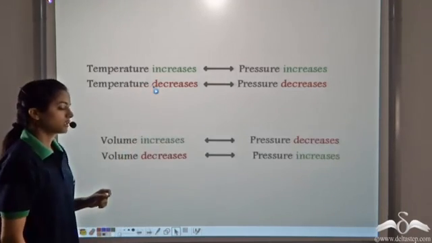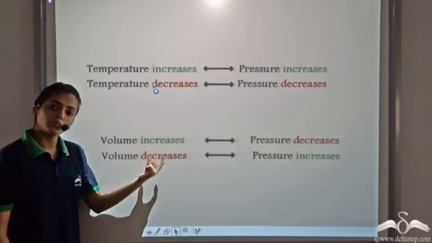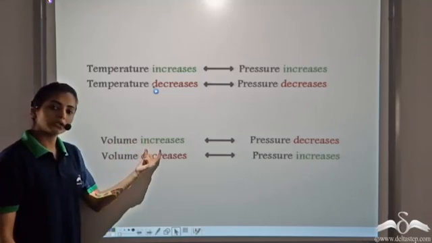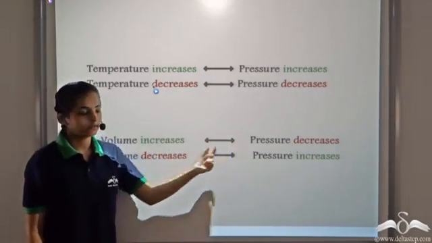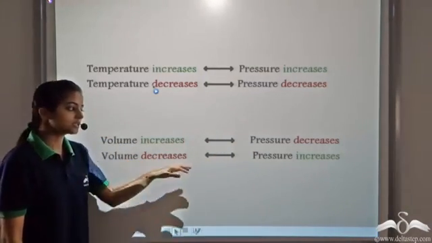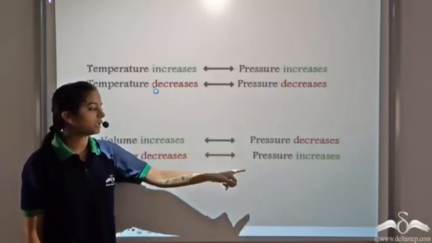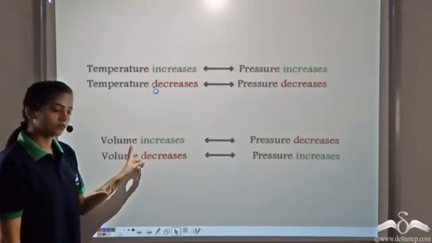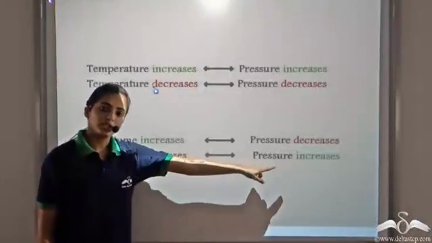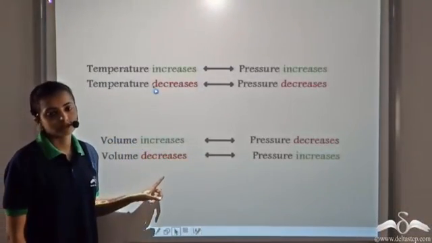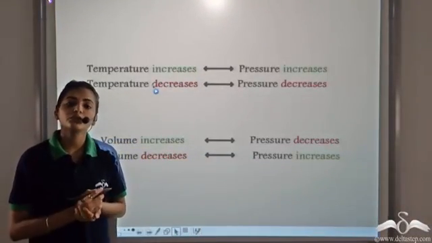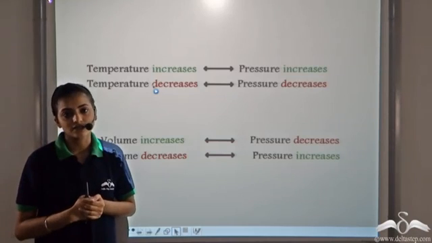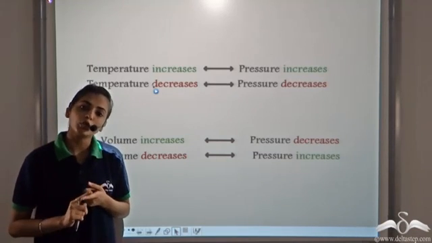Also, we have seen the relationship between volume and pressure. If the volume increases, pressure decreases. Or if the volume decreases, pressure increases. Similarly, if the pressure decreases, volume increases. And as pressure increases, volume decreases. So these are the relationships between the three physical parameters of gases. That is pressure, volume and temperature.